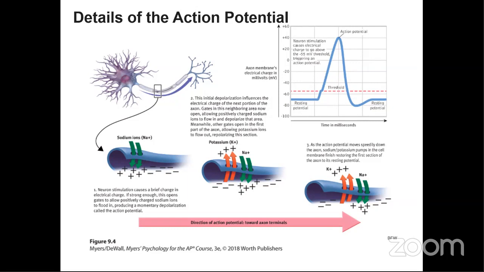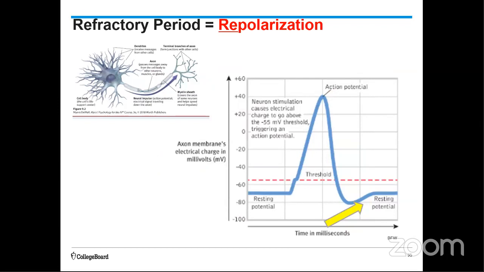Now the cell's going to have to reset. After it's released neurotransmitters into the synapse, you're going to go into this area called the refractory period, which is repolarization. This is when the sodium and potassium pumps are going to reset that initial ion balance, and you're going to return to that negative 70 millivolts interior charge.